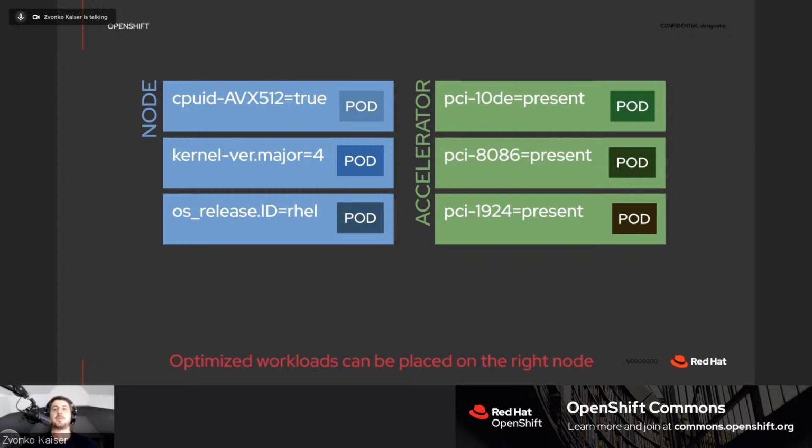Optimized workloads can now be placed on the right node, as I said, GPU stack on the GPU node, AVX512 optimized workloads on the AVX512 nodes. Why is this important? Workloads that are optimized for AVX512 will not run on any other. You will just get an illegal instruction. So you want to make sure that your pod lands on the correct node.